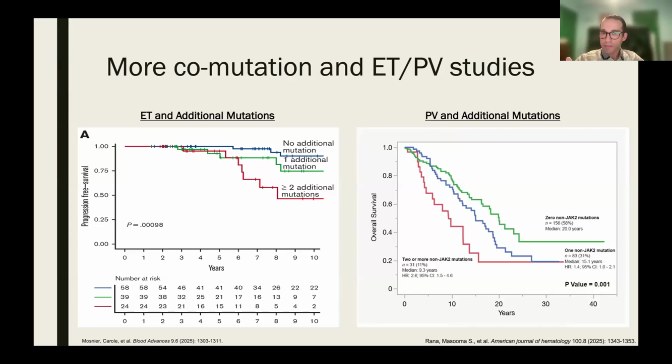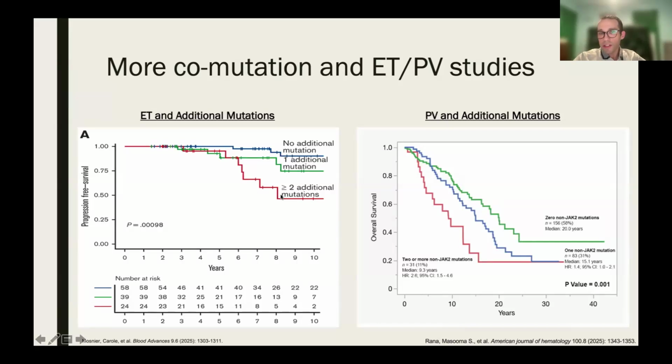Once we get them, it's not clear what to do exactly, but I will say, to someone's earlier question of do I do routine bone marrows serially to look for changes, or do I tell someone, hey, come back in a year, I'll do another bone marrow? I don't. But studies like this show that people with two or more co-mutations with ET have about a 50% chance of progression at 8 years.